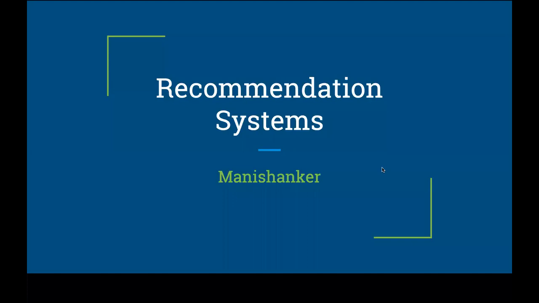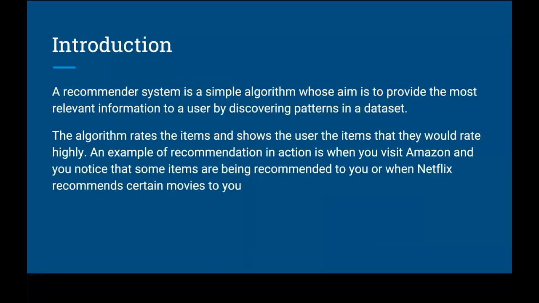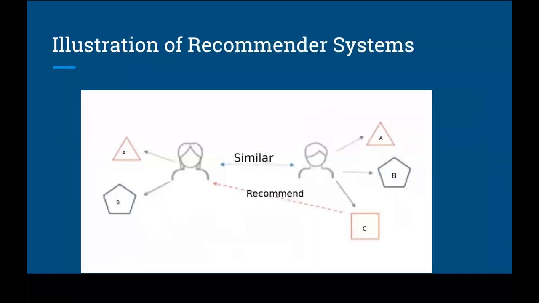So a recommender system is a simple algorithm whose aim is to provide the most relevant information to a user by discovering patterns in a dataset. The algorithm rates the items and shows the user the items that they would rate highly. An example of a recommendation in action is when you visit Amazon and you notice that some items are being recommended to you, or when Netflix recommends certain movies to you, right? So these are the examples of the recommendation systems.